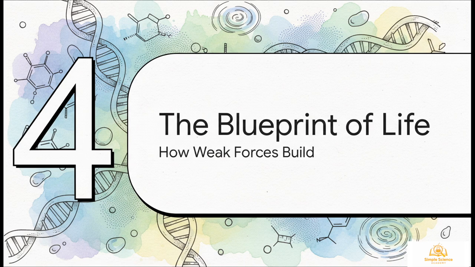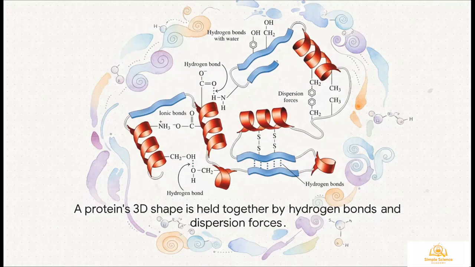And this is where it gets really fascinating, because these seemingly weak attractions are actually fundamental to life itself. Just take a look at this protein. A protein starts as just a long, floppy chain of amino acids. But its function, its entire job, depends on it folding into a very specific, very complex 3D shape. And what holds that intricate shape together? You guessed it, our friends, hydrogen bonds and dispersion forces. These weak attractions between different parts of the chain are precisely what twist and fold it into the perfect structure it needs to do its job in our bodies.